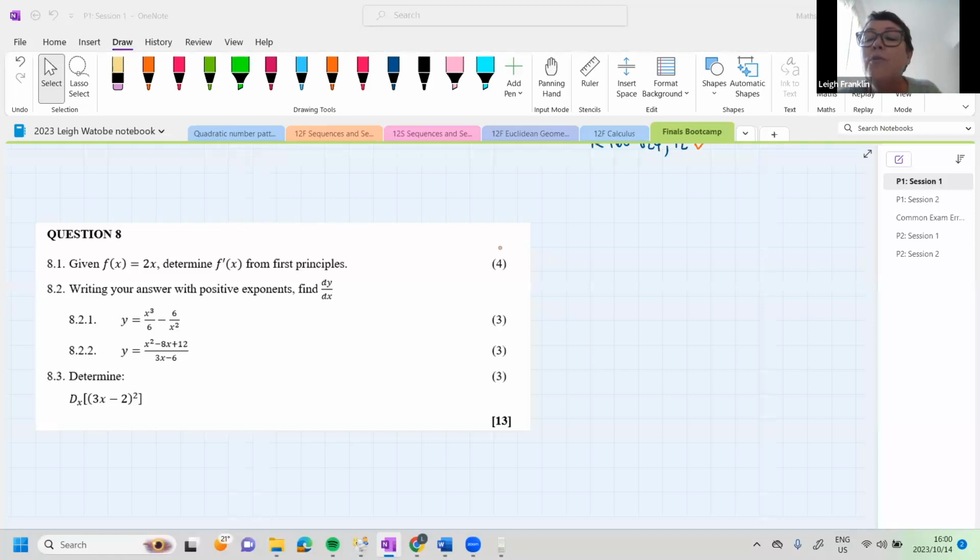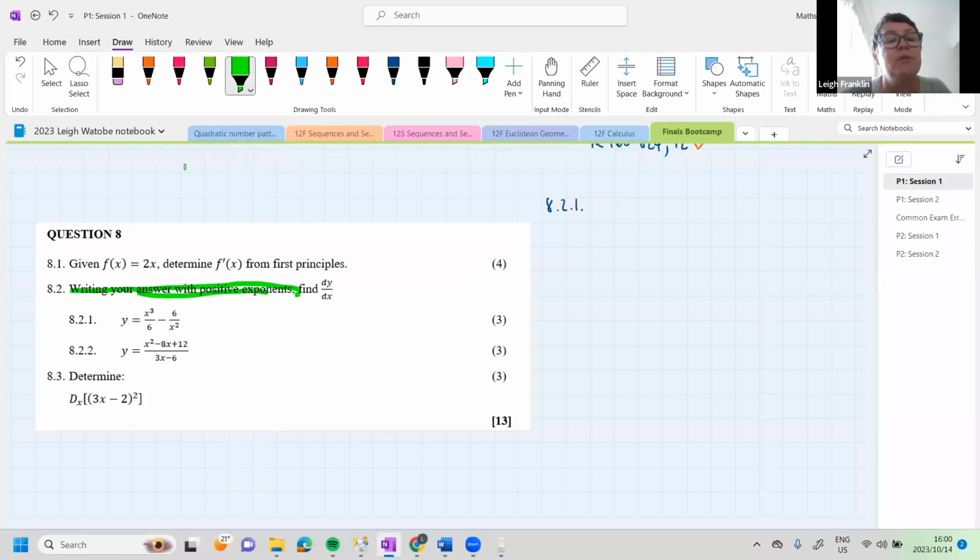Okay, so you're all asking for 8.2 and 8.3. So let's do those together. Let's start with 8.2.1. All right, so this is also a little bit different. Okay, you don't actually have to write your answer with positive exponents. So this shouldn't actually really be here. Okay, they will mark your answers correct with negative exponents. It's not an expectation that you have to write things with positive exponents. So we're actually going to ignore that. This question should have just told us to find the derivative of y with respect to x. Okay, there is never you have to write it with positive exponents.